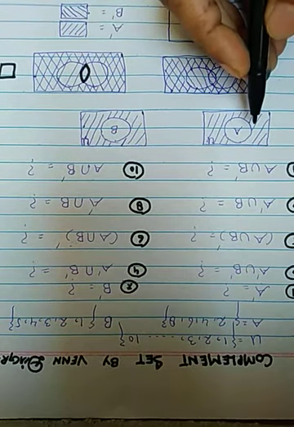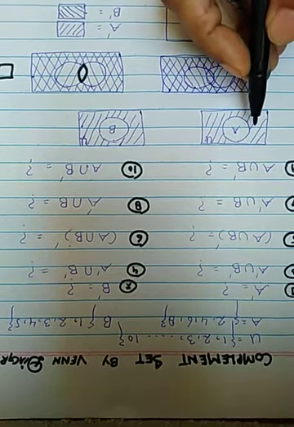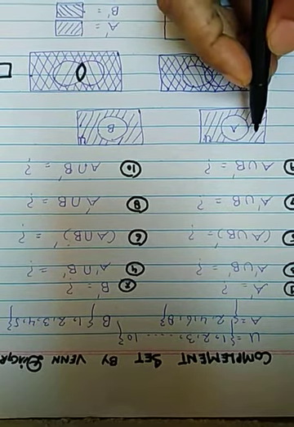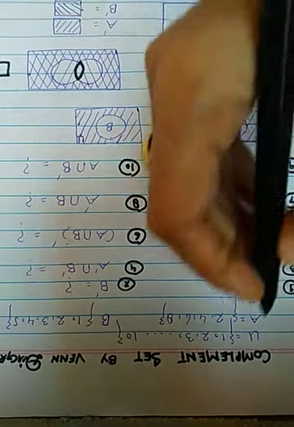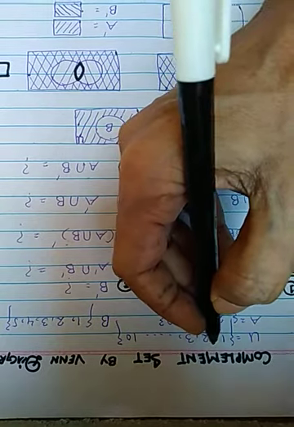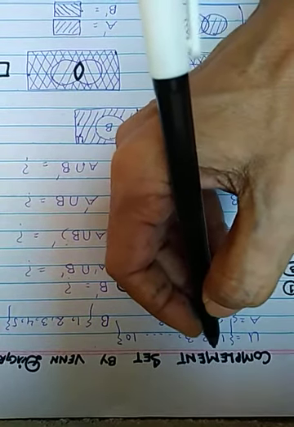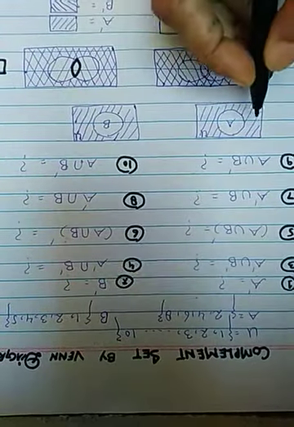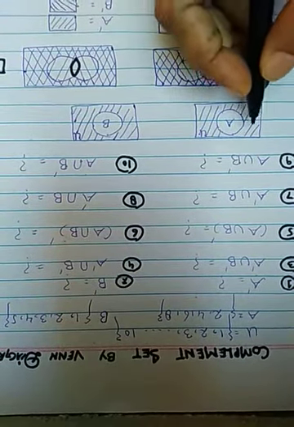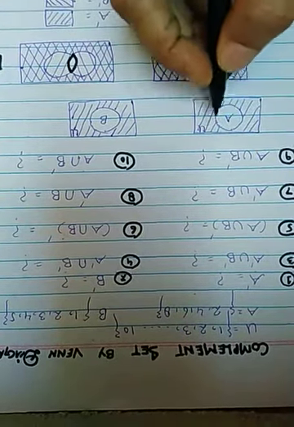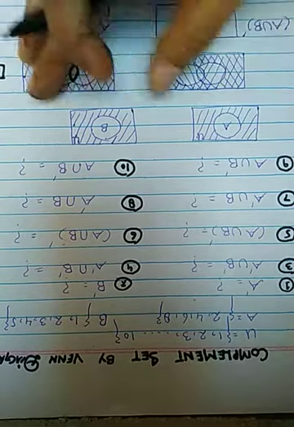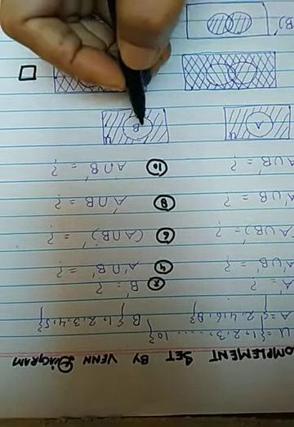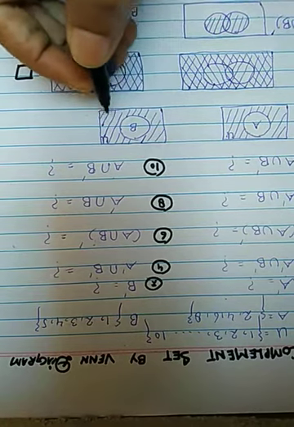A complement. This diagram shows A complement. As we know, A complement contains all the members of U except the A set. The shaded area shows A complement. Similarly, the shaded area here shows B complement.